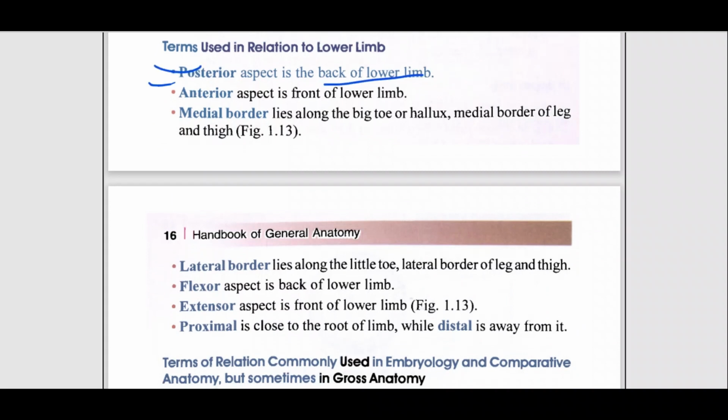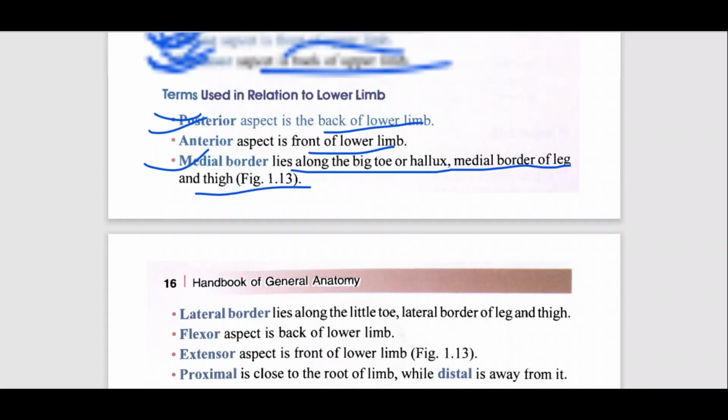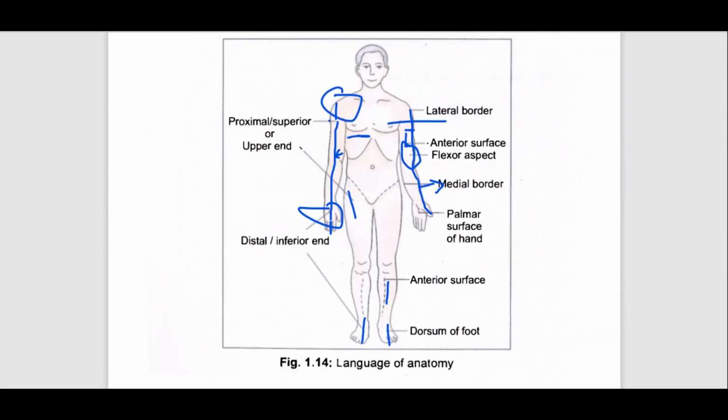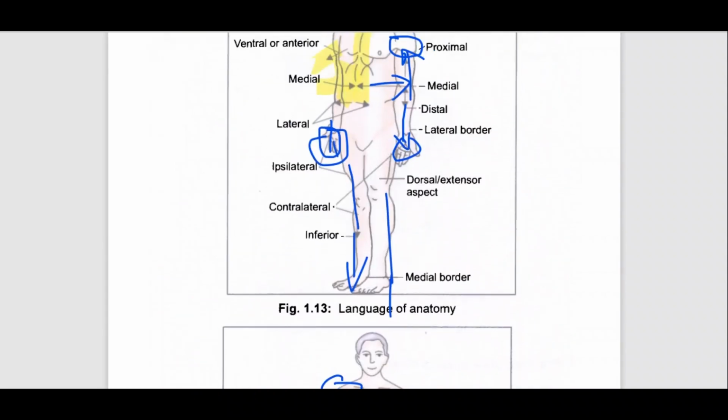Now terms used in relation to lower limb. Posterior means the back of lower limb. Anterior means the front of lower limb. Medial border lies along the big toe or hallux, and medial border of leg and thigh. In figure 1.13 it is shown. Let me show it to you again.